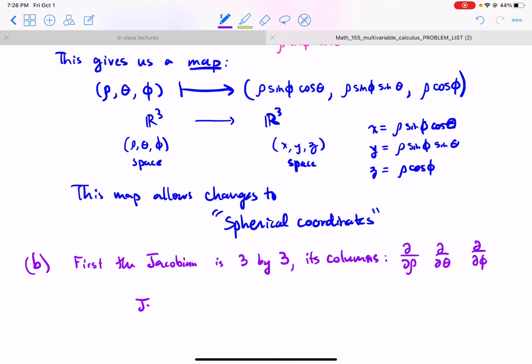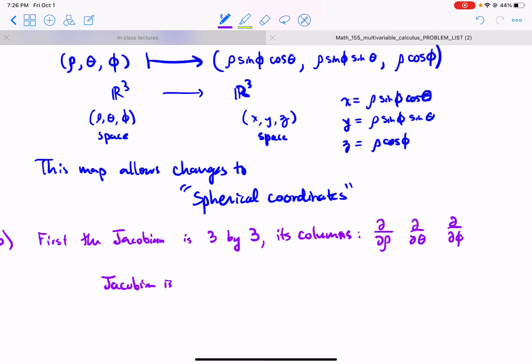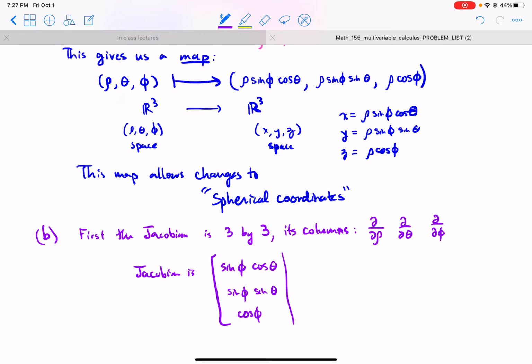So let's do it. The Jacobian is, so first I have to differentiate with respect to rho. That's easy because the rest are constants, so that's all we have. Sine phi cos theta. Next is sine phi sine theta, derivative with respect to rho. And last is cos phi. That is the first column of the Jacobian.